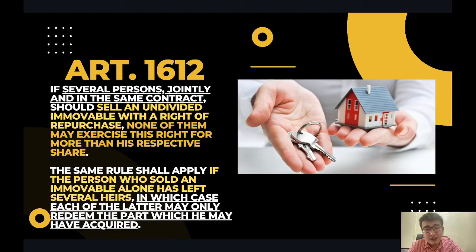In 1612, if several persons jointly and in the same contract should sell an undivided immovable with the right of repurchase, meaning several persons jointly sold an undivided immovable with right of repurchase, none of them may exercise this right for more than his respective shares. Let's say for example, A, B, and C sold the piece of land they owned to Mr. D. A can only redeem his share. B can only redeem his share. C can only redeem his share. A cannot redeem the whole property. None of them may exercise this right for more than his respective share. So kung i-redeem nila yung buong property, dapat silang tatlo.